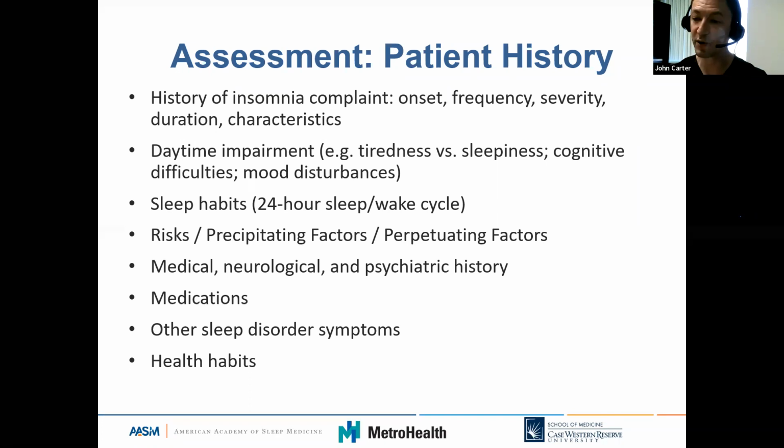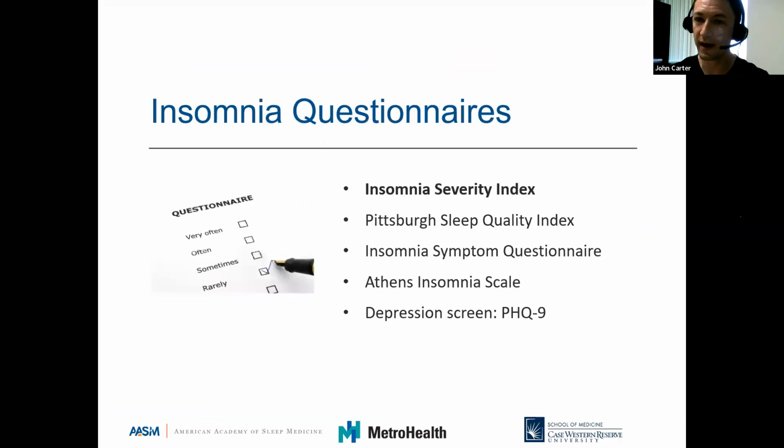It can certainly seem overwhelming to try and cover all of these things in one visit, and it is, and that's okay, as long as we have a sense of where we're going and a plan for evaluating it comprehensively over 1, 2, 3, 4, 5 visits. Yeah, we can talk about this later.